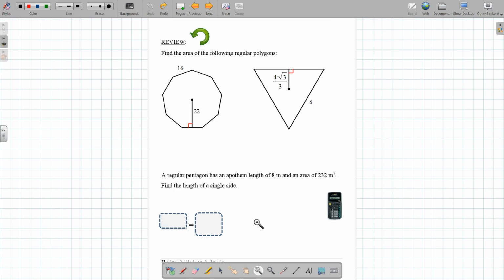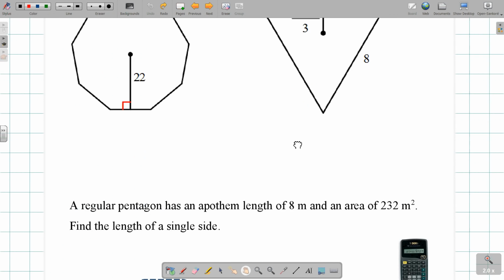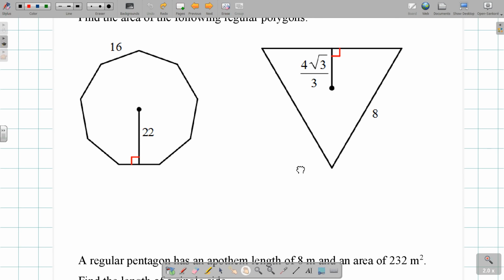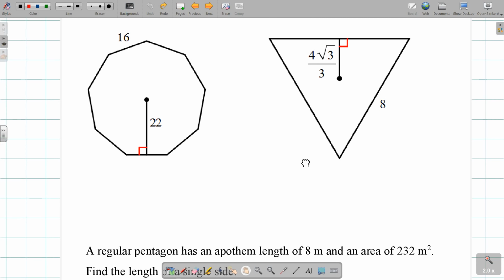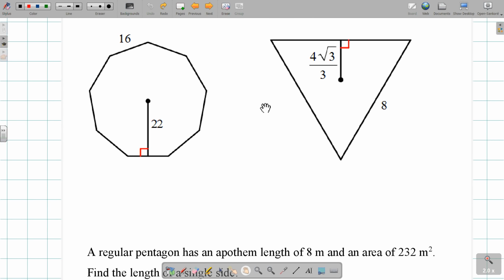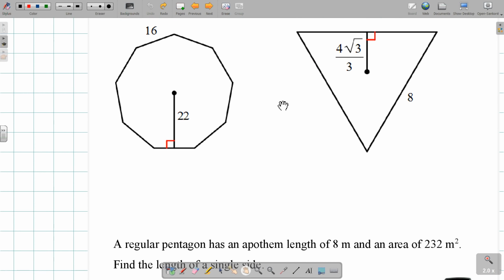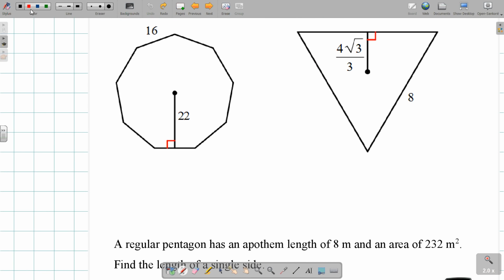Welcome back. Let's see how you did. I'd rather you have tried these and got them wrong than leave them blank and just copy it down. That's not as much of a learning experience. These are regular polygons, which means the area equals perimeter times apothem over 2.